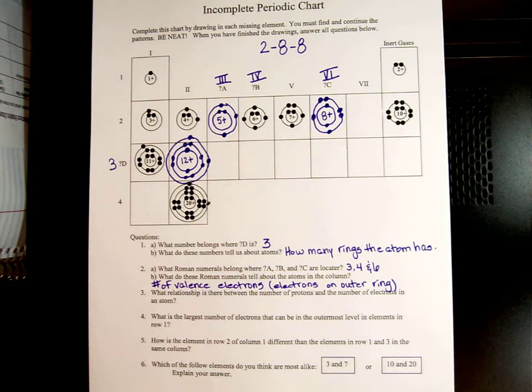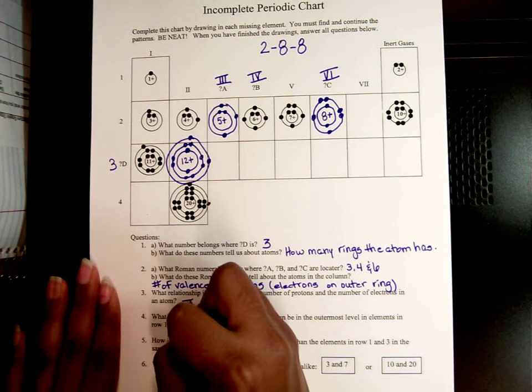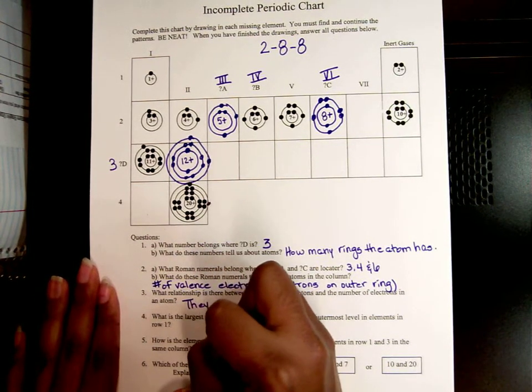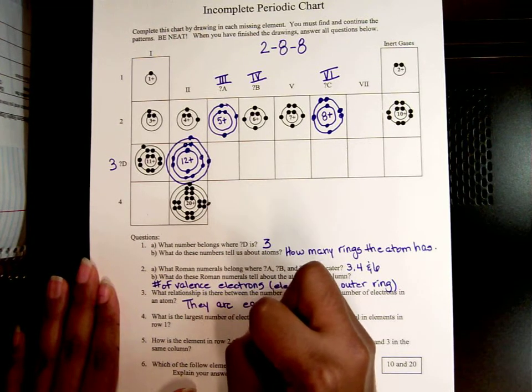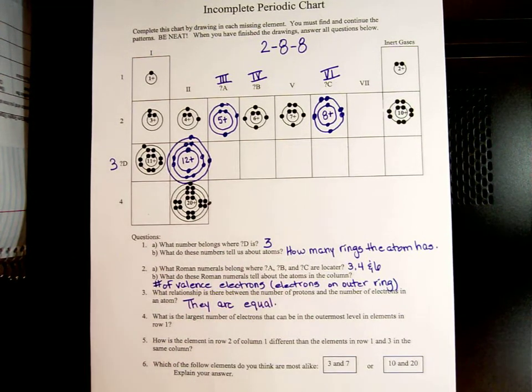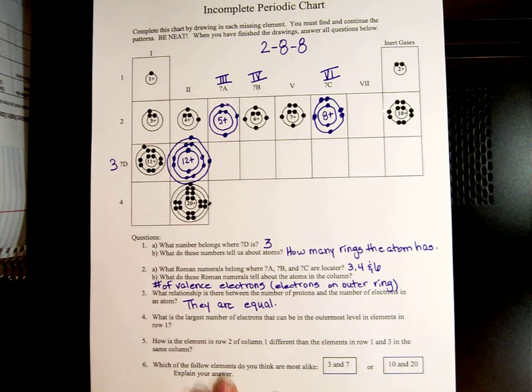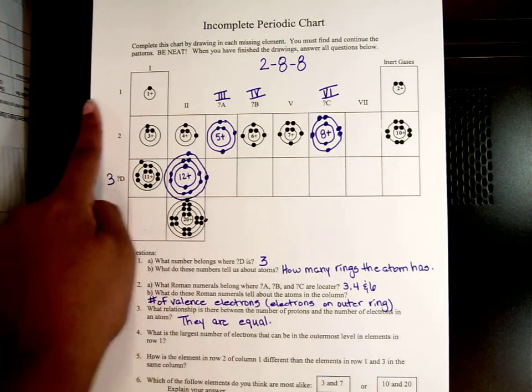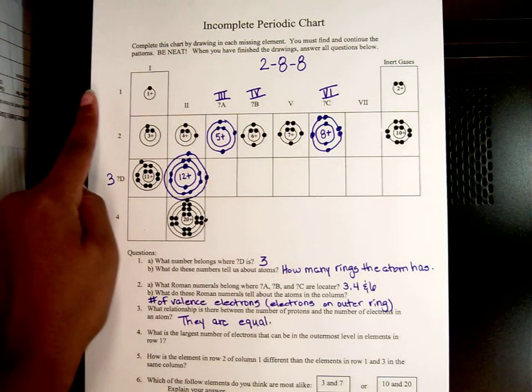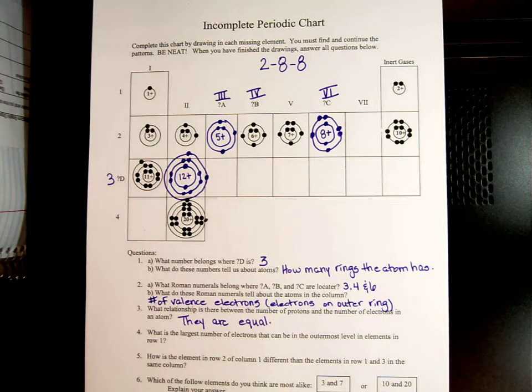Number 3, what's the relationship between the number of protons and the number of electrons in the atom? They are equal. They're the same. Number 4, what's the largest number of electrons that can be in the outermost level in elements in row 1? So if we look at row 1, which is period 1, what's the most number of electrons that ring can hold? 2.